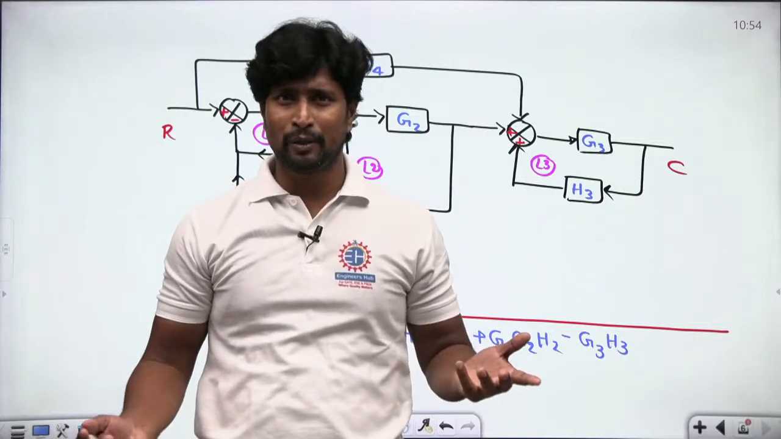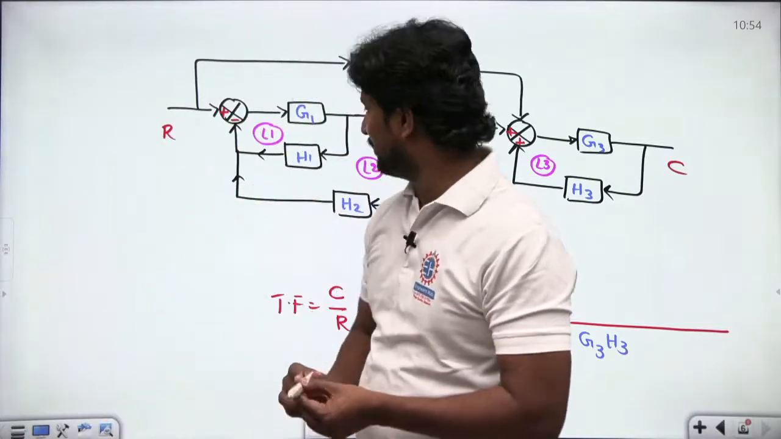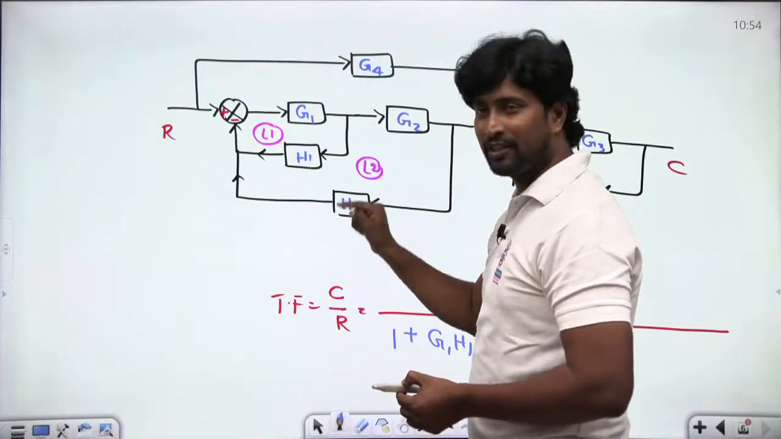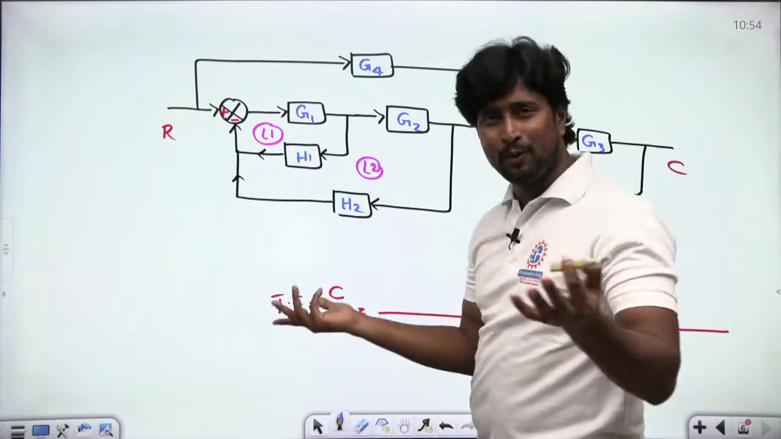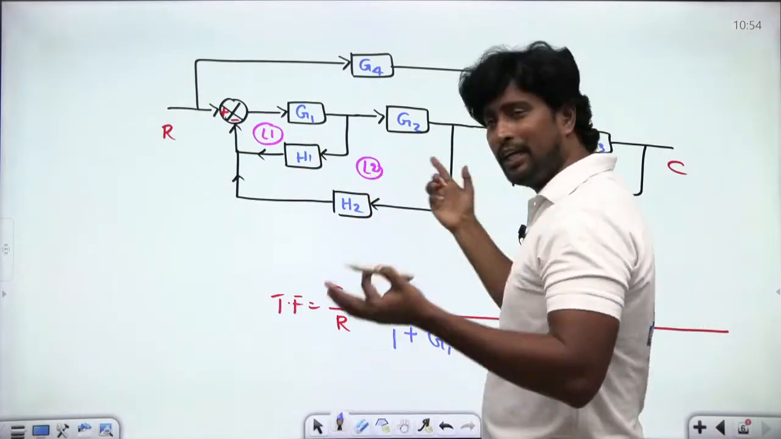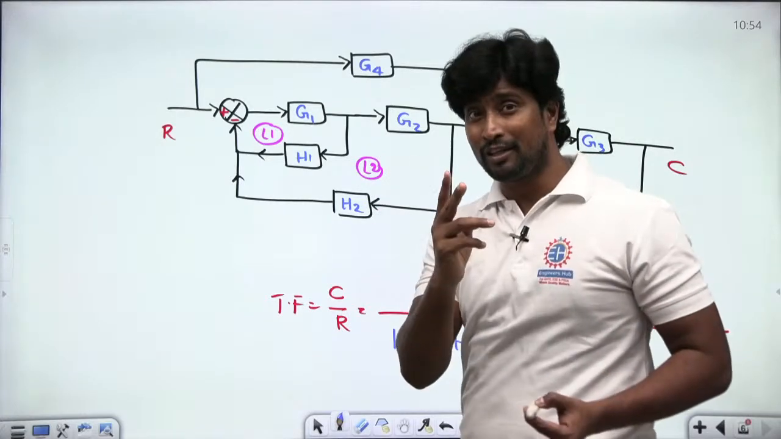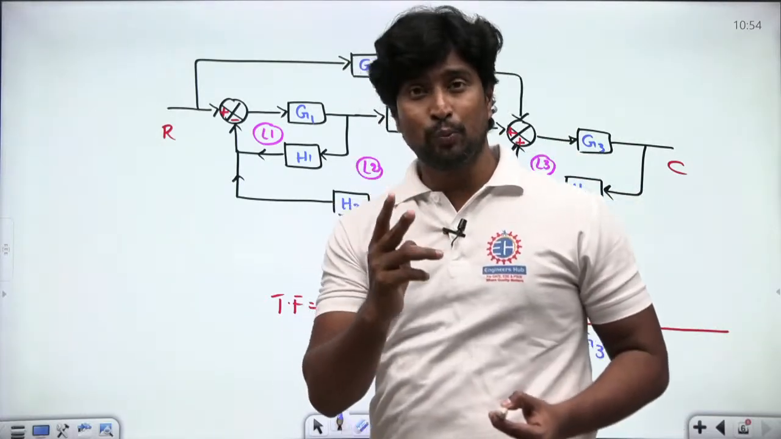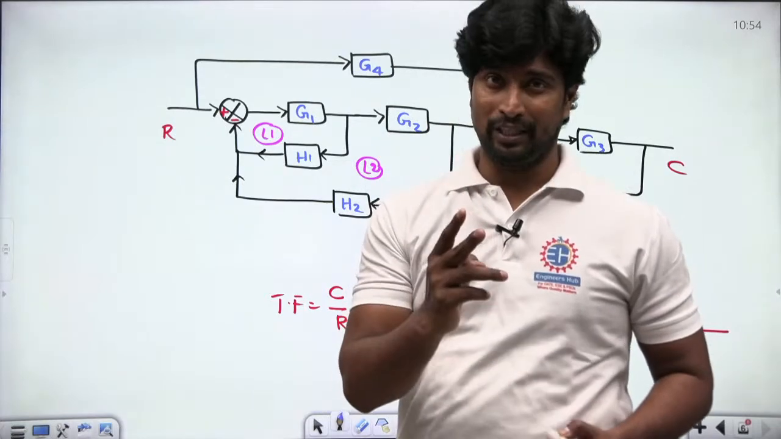Are any non-touching loops possible here? Yes, possible. Carefully observe it. Loop 1, loop 2, touching. But loop 1, loop 3, no common area. Loop 2 and loop 3, no common area. So here two non-touching loop pairs are there: loop 1 and loop 3, and loop 2 and loop 3.